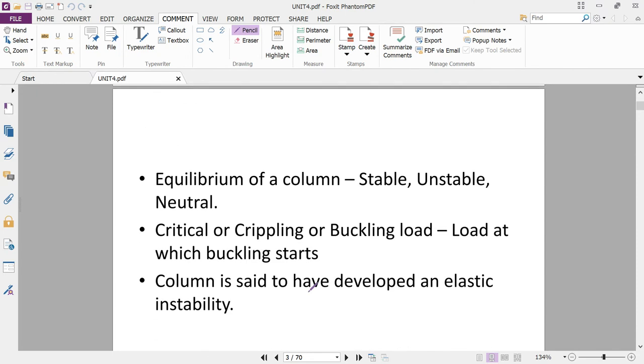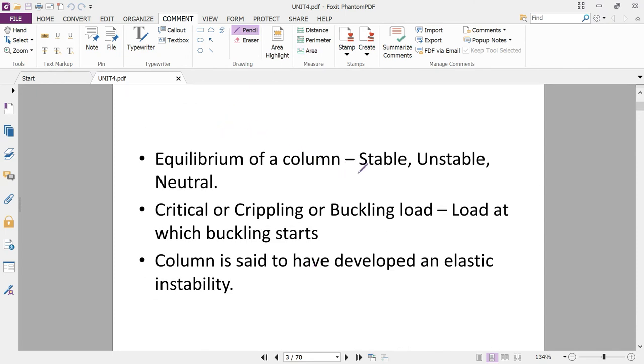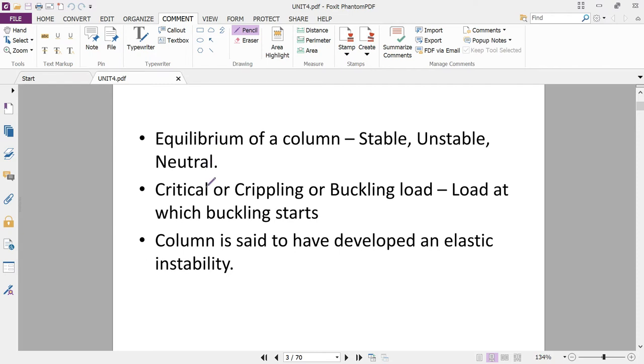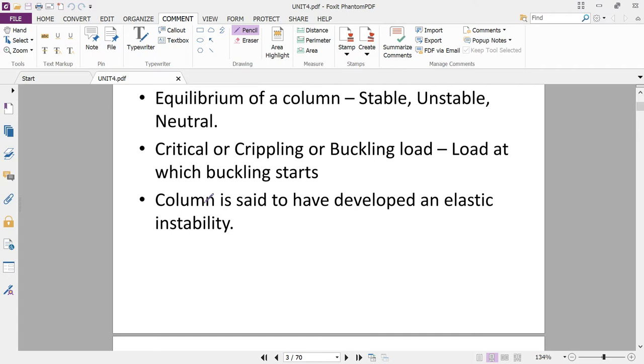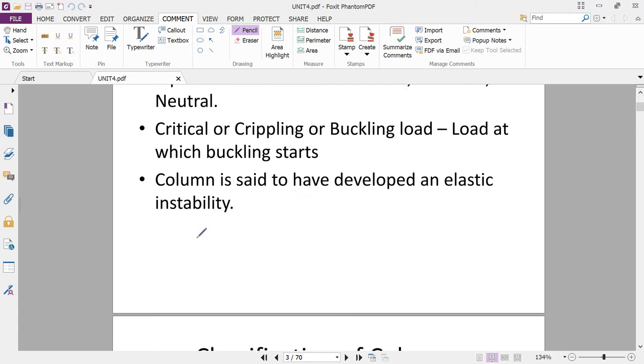Next, the equilibrium of the column may be stable, unstable or neutral. Then the critical, crippling or buckling load. The load at which buckling starts is called the critical buckling load or crippling load. Then the column is said to have developed elastic instability.